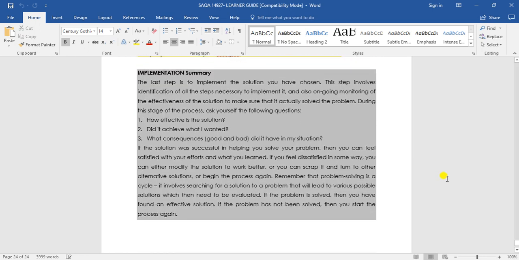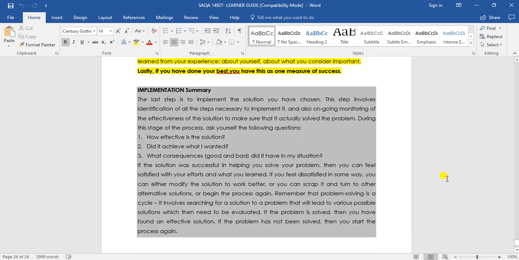The implementation summary. The last step is to implement the solution you have chosen. This step involves identification of all the steps necessary to implement it, and also ongoing monitoring of the effectiveness of the solution to make sure that it actually solves the problem.